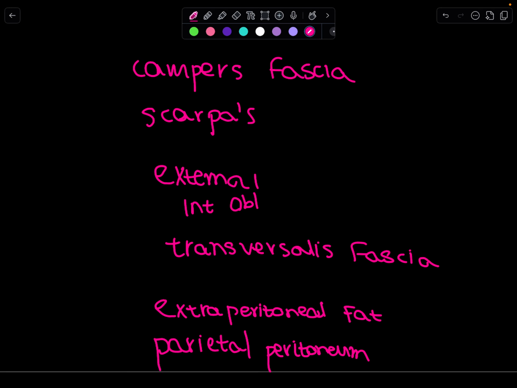Next come the muscles, external oblique, internal oblique, and transversus abdominis, each with their fascia. Below the muscles is the transversalis fascia, a thin layer. Then you hit the extraperitoneal fat, a preperitoneal layer that cushions the peritoneum. Finally, the parietal peritoneum, the thin membrane lining the abdominal cavity.